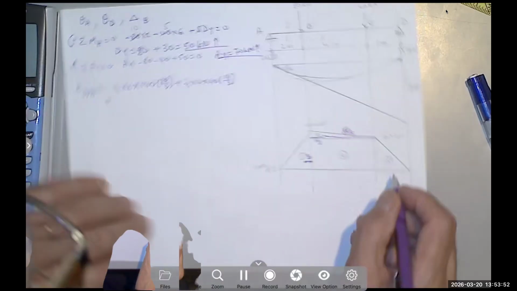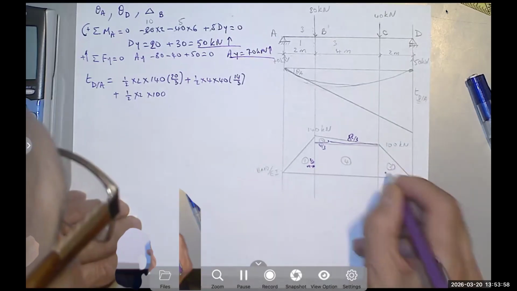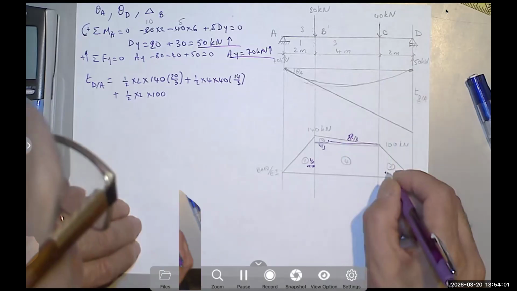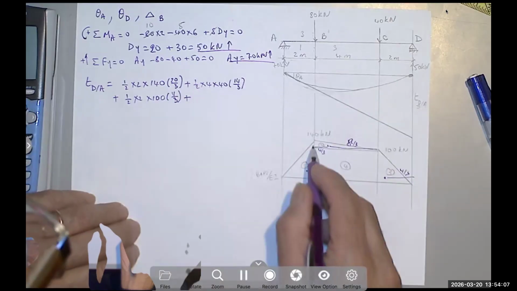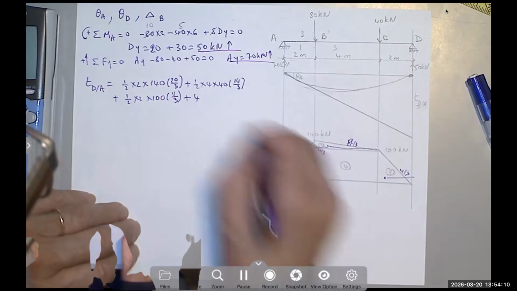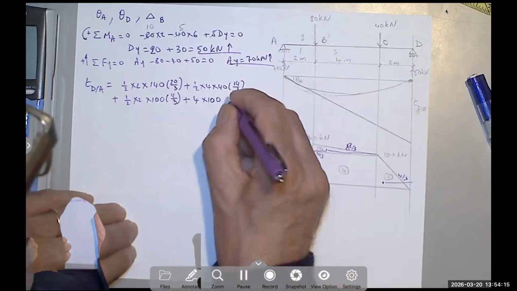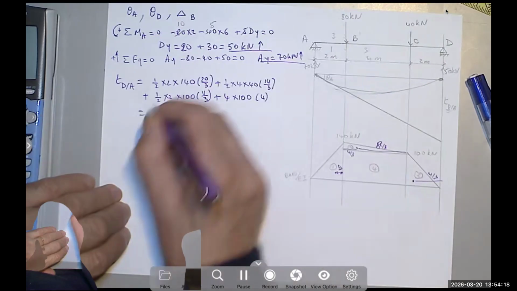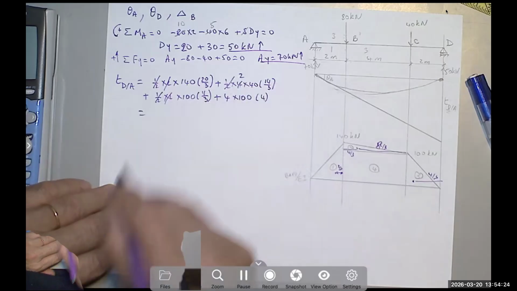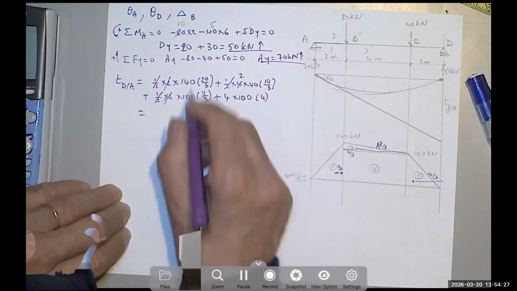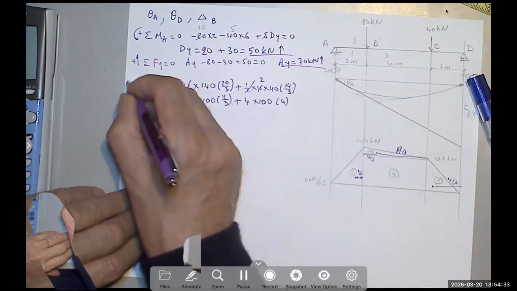Plus, the third triangle has a base of 2, a height of 100, and the centroid is 2/3 of the base. If the base is 2, that distance is 4/3. So times 4/3. Plus a rectangle of base 4, height 100, and the distance from D is half the base, which is 2 plus 2 is 4. And then you can use the calculator to find that. 1/2 and 4 would be 2, 1/2 and 1/2 cancel, so I get 14 times 2 is 28, so this is 2800 over 3.